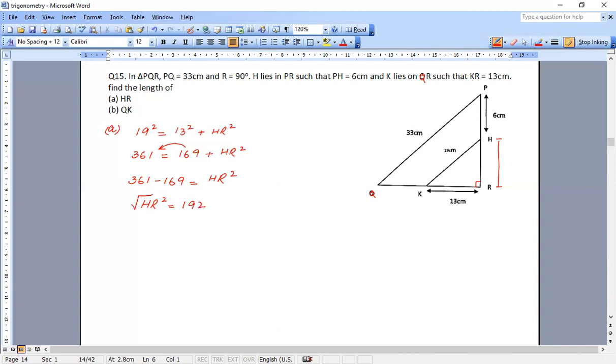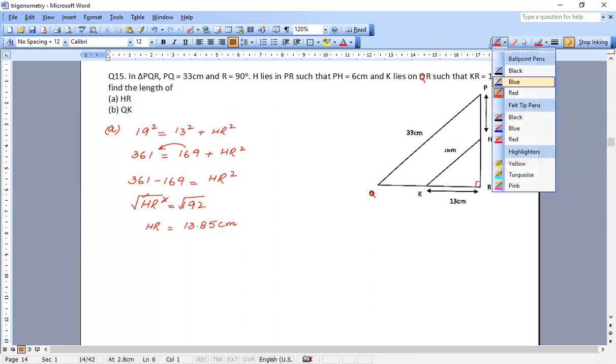To find the value of HR, I'll take the square root on both sides. The square cancels, and I'm left with HR only. The square root of 192 is 13.85, so HR is 13.85 centimeters. I'll mention it here. In the next part, I have to find the length of QK.